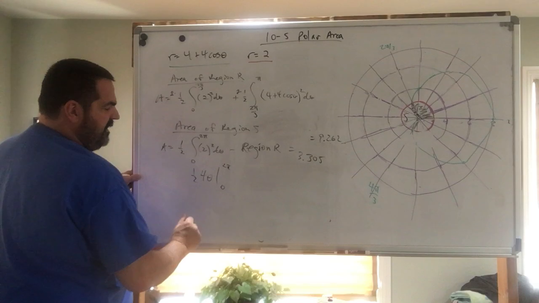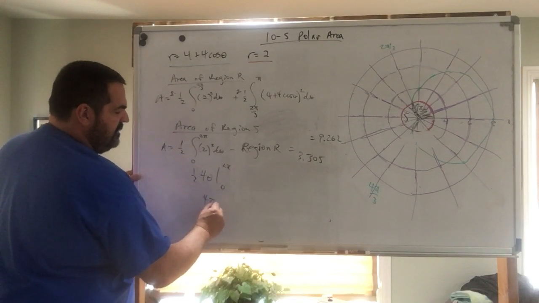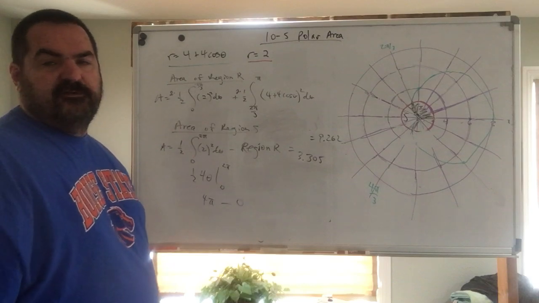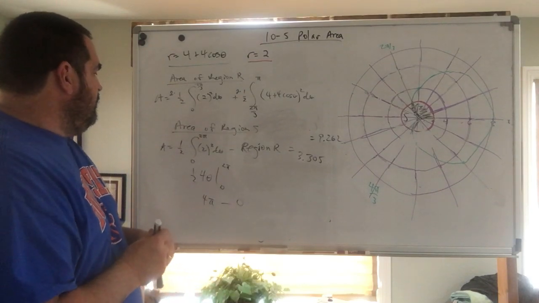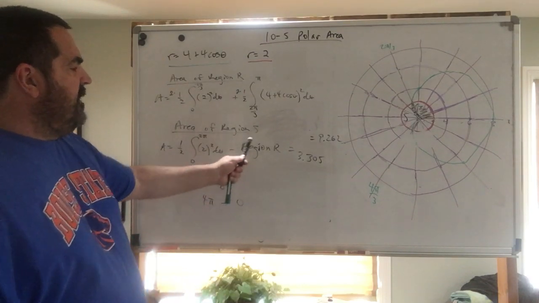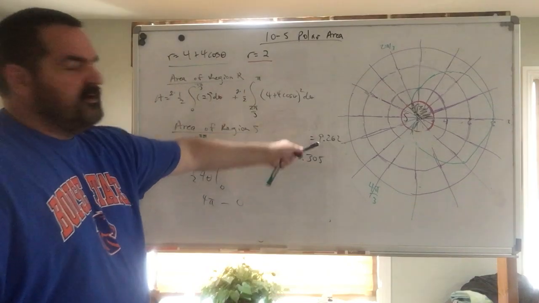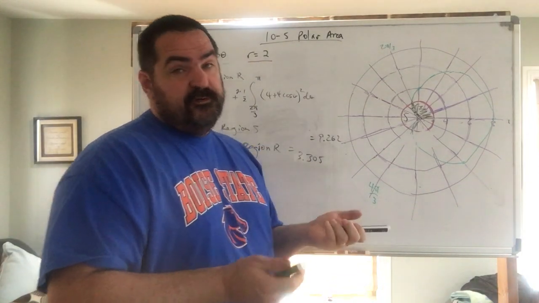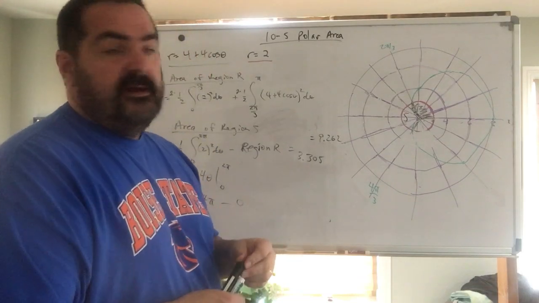If I plug in 2 pi here, I get 4 pi minus 0, 4 pi. As we said, the area of a circle is pi r squared, 4 pi. So we just verified that. So 4 pi and then minus region R, which would be that. Okay? So sometimes you have to find the area between two figures. That would be what it would look like.